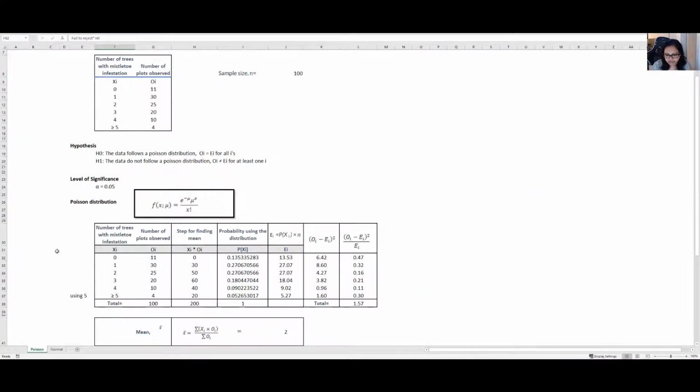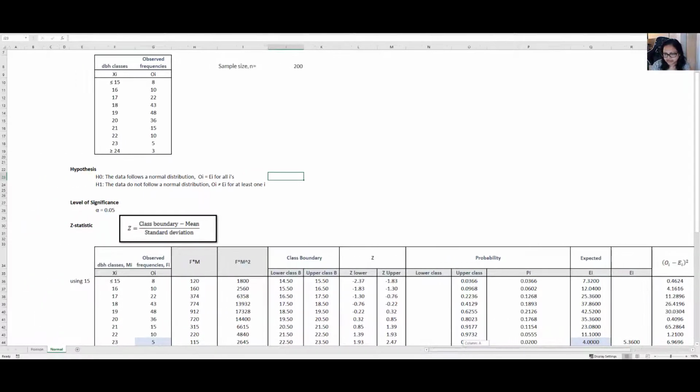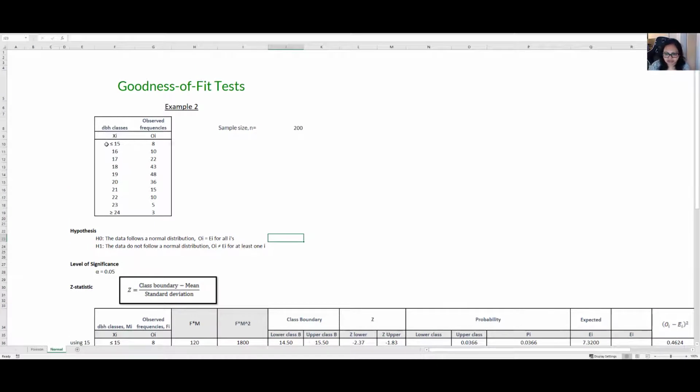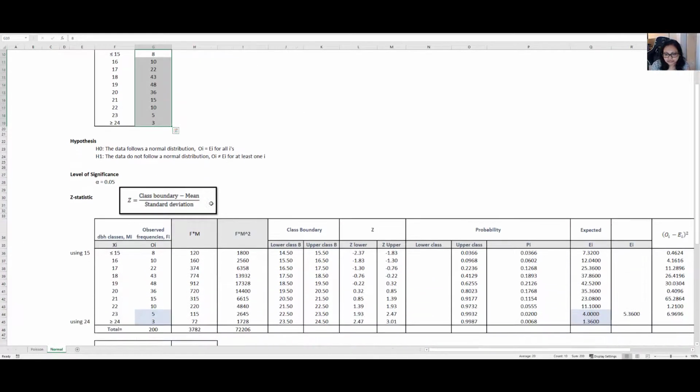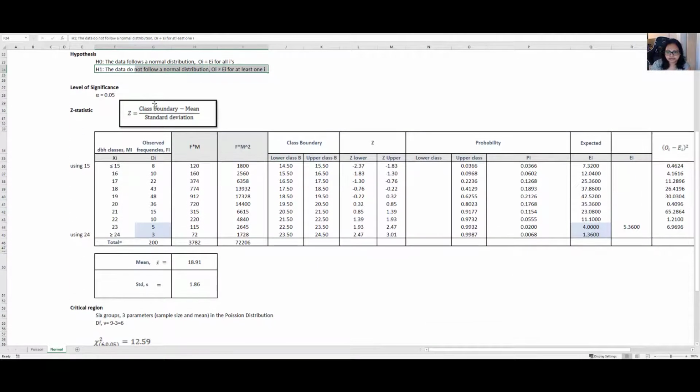So let's copy everything over to Excel. You can use your calculator, this is totally fine. You can see that I wrote down all the values I found from the question, and the sample size is 200. If you sum them, you will see that they are 200, the number of observed frequencies. At first I write down the hypothesis: the data follows a normal distribution. Then the alternative, that it does not follow a normal distribution, and we have to standardize it.